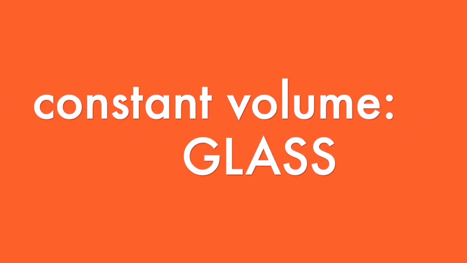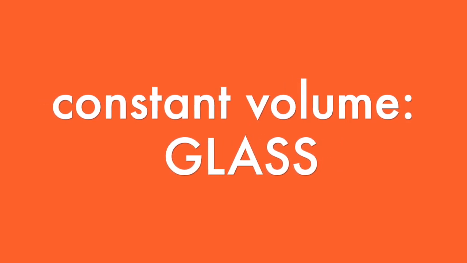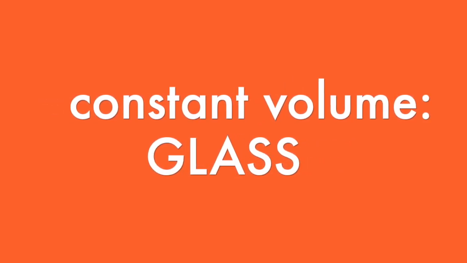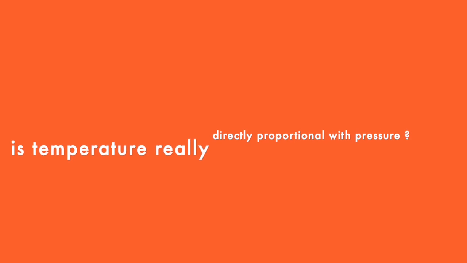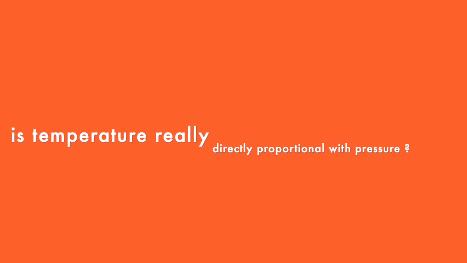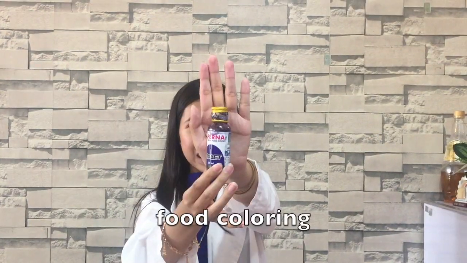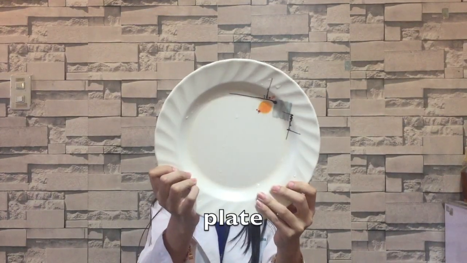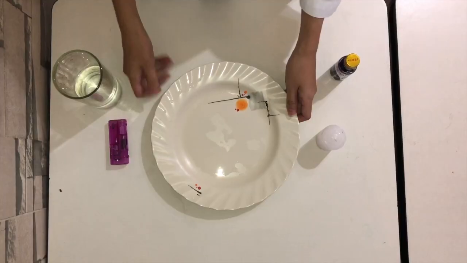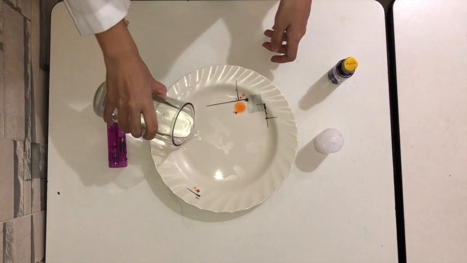Keep watching for an experiment about Gay-Lussac's law. In this experiment, the constant volume represents the glass because its volume is kept constant. Let's see how the temperature will affect the pressure in real-life application. Here are the materials we used for the experiment: glass, candle, food coloring, plate, and a lighter. So what we're gonna do first is fill the plate with water.